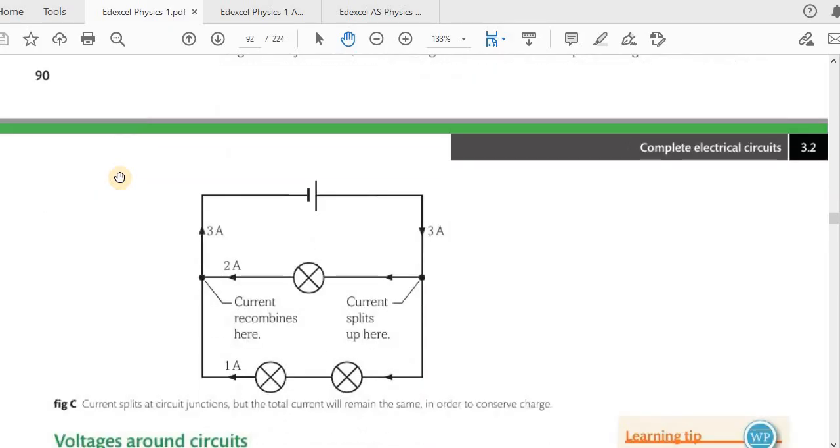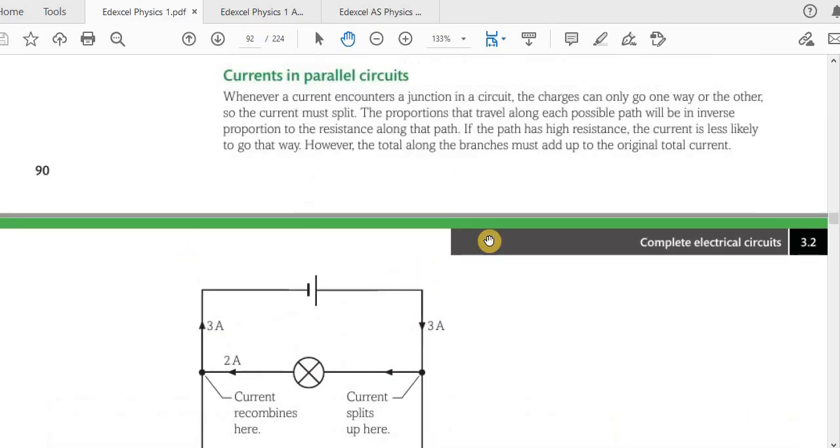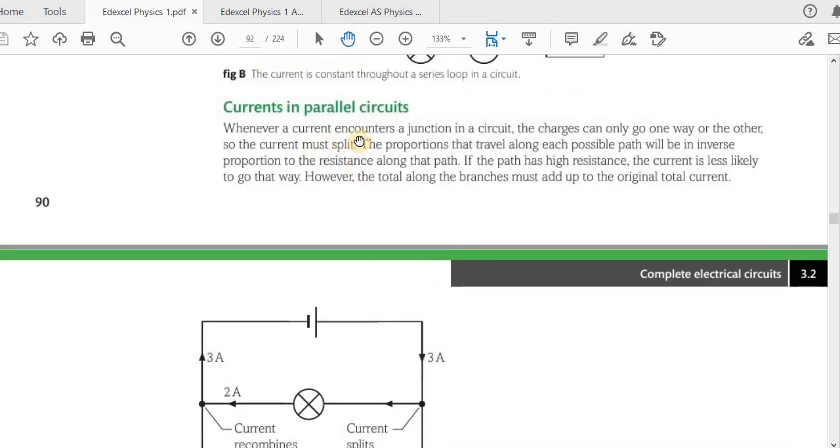Now, when components are in parallel, they will have the same potential difference or voltage across them. You have learned that the scientific term for voltage is potential difference. So the potential difference between these 2 points and these 2 points are the same because they are in parallel. So we will see whenever current encounters a junction in a circuit.